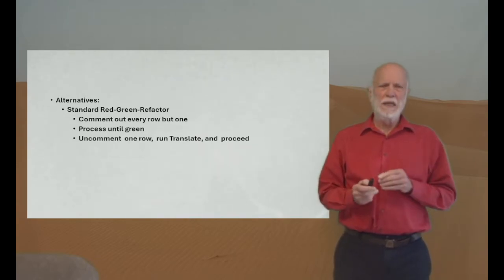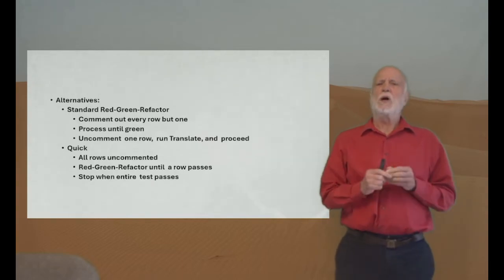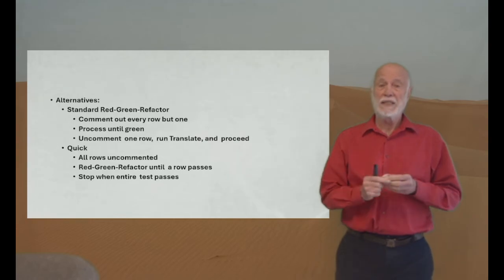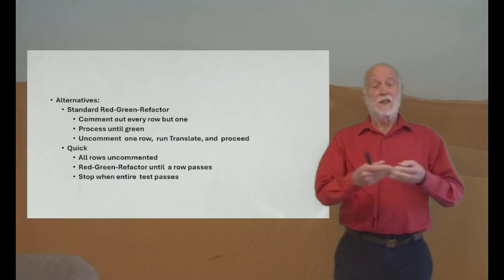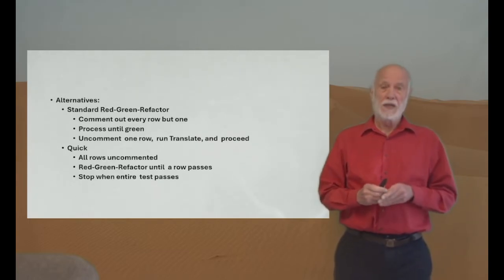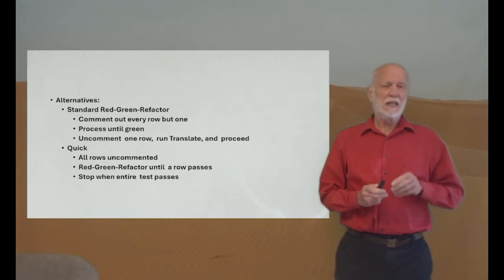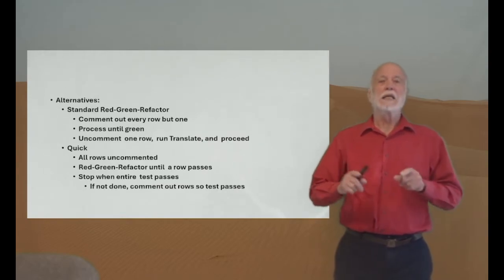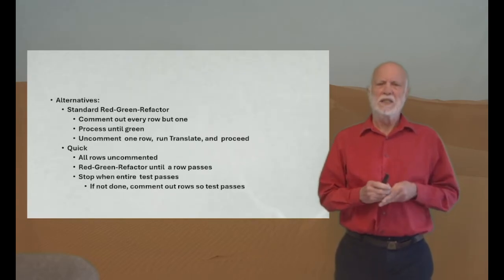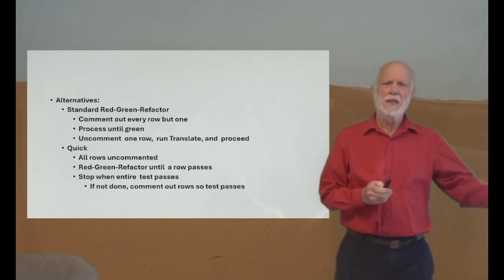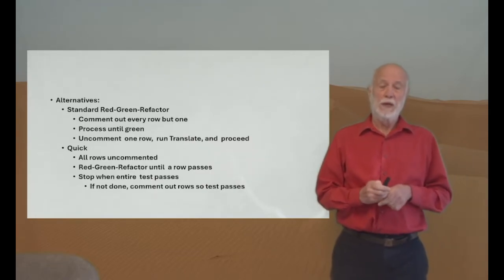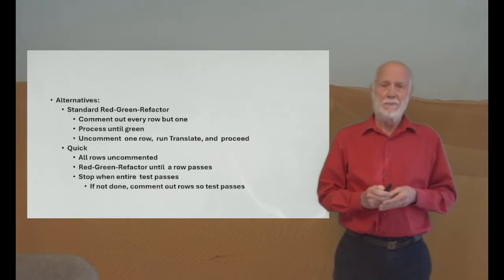For those who are really in a hurry, you could simply start with all the rows uncommented, red-green refactor until a row passes, but the test is still going to remain red, and then of course stop when the entire test passes. But if you don't get that far, go back and comment out the rows that are failing so the test passes, and the Gherkin file actually shows what step in the process of your red-green refactoring you have stopped at.